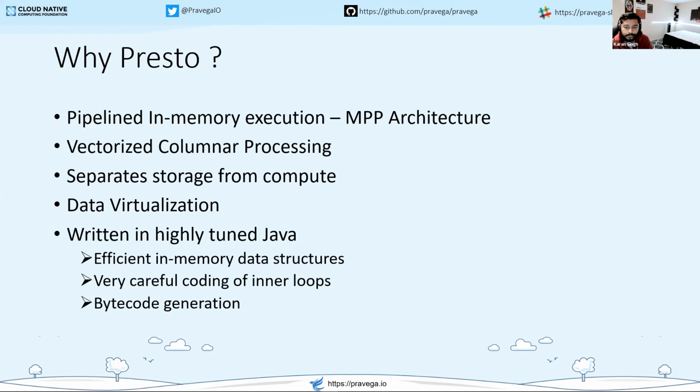It's written in highly tuned Java. It uses efficient in-memory data structures. It has very careful coding of inner loops and has bytecode generation. These are some of the main reasons why we wanted support for Presto and decided on building up a Pravega connector for Presto.